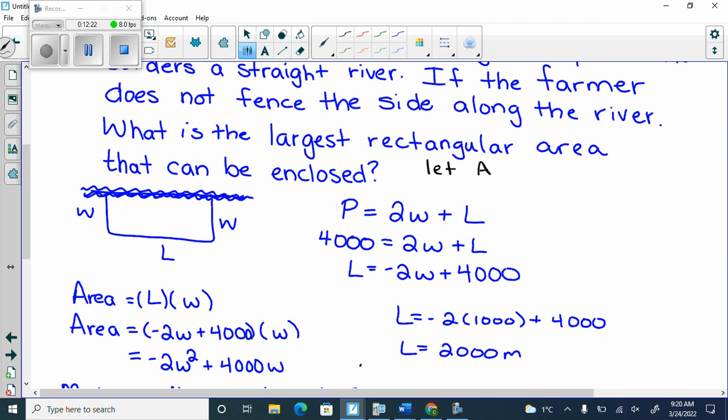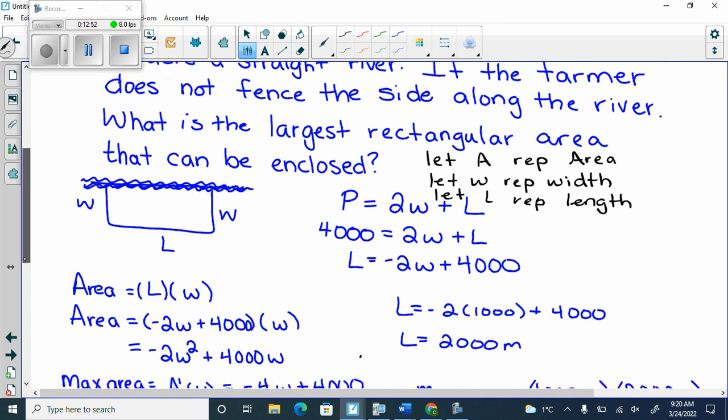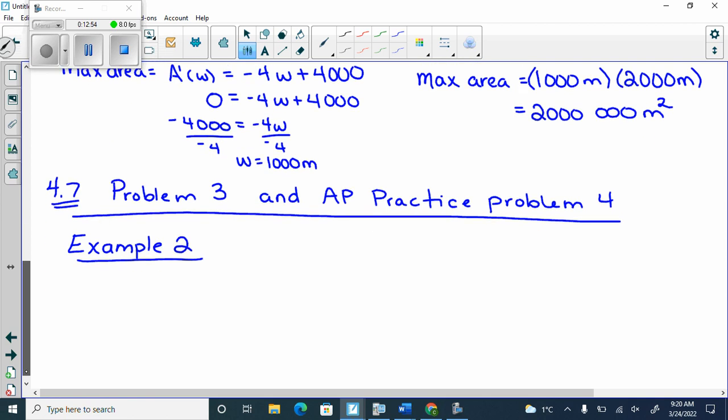Oh, okay. Let A represent area. Let W represent width. Do I have to write represent? No, they use represent in all math. You can write rep. Do we have to use letters to let them represent stuff? Technically you could use pictures, but please don't. So many bad things. Okay.